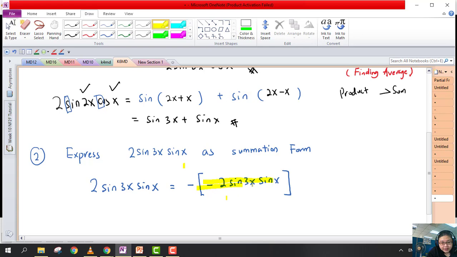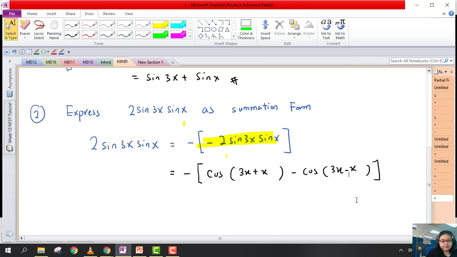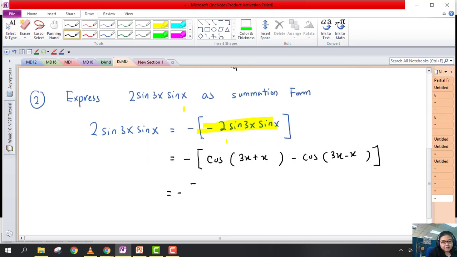Okay, so in this part, the terms that we highlighted are equivalent to C plus C, C minus C. So it will become negative, cos in bracket minus cos in bracket. Inside it will become 3x plus x, and this will become 3x minus x. Okay, lastly, let us simplify it again. It will become negative, cos 4x minus cos 2x. So you can expand it, and you will find that it is cos 2x minus cos 4x.